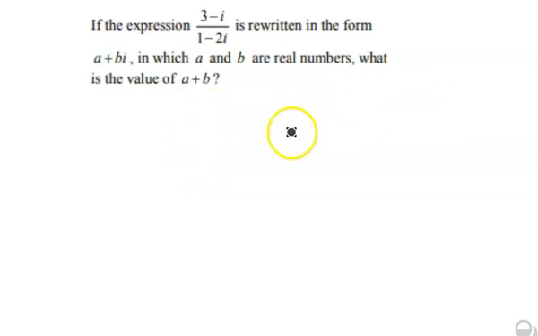This is very simple. What you are going to do is to rationalize this complex number. What do we mean by rationalization? You are going to multiply the numerator and denominator by the conjugate of what is in the denominator. Then thereafter you simplify. Okay, so let's proceed.